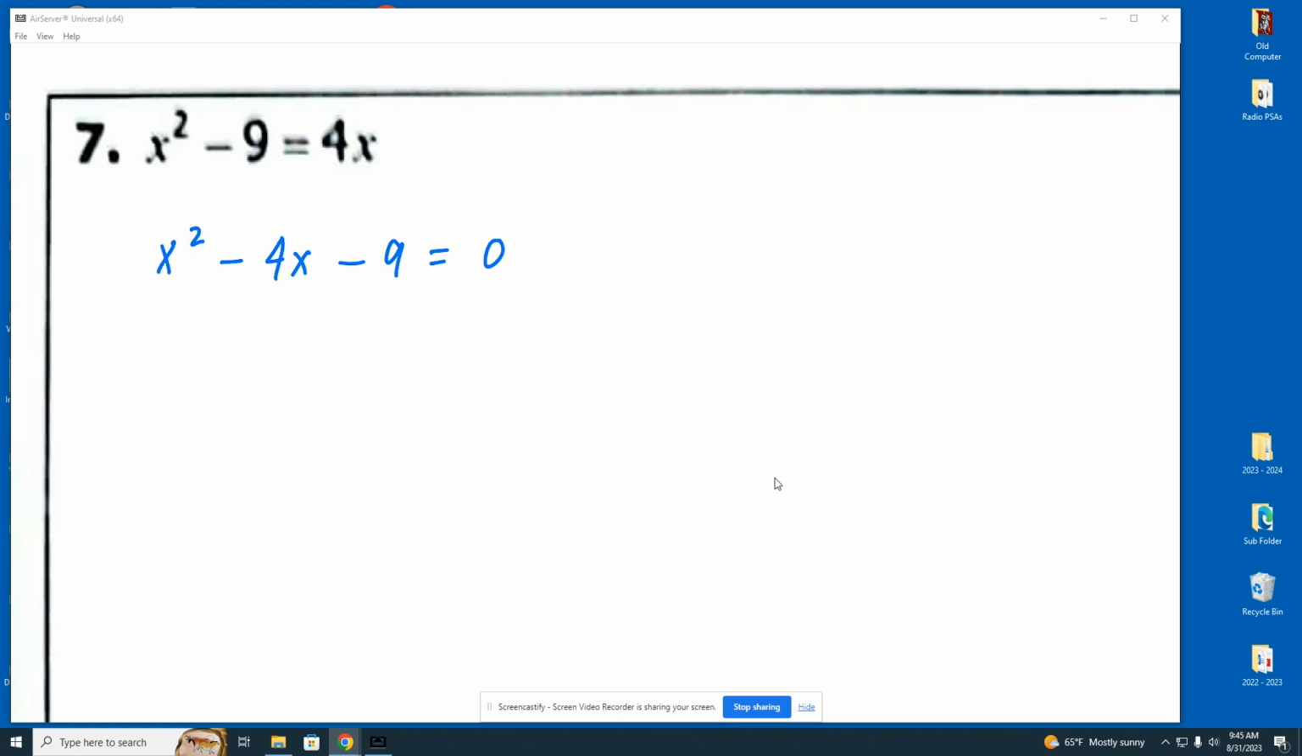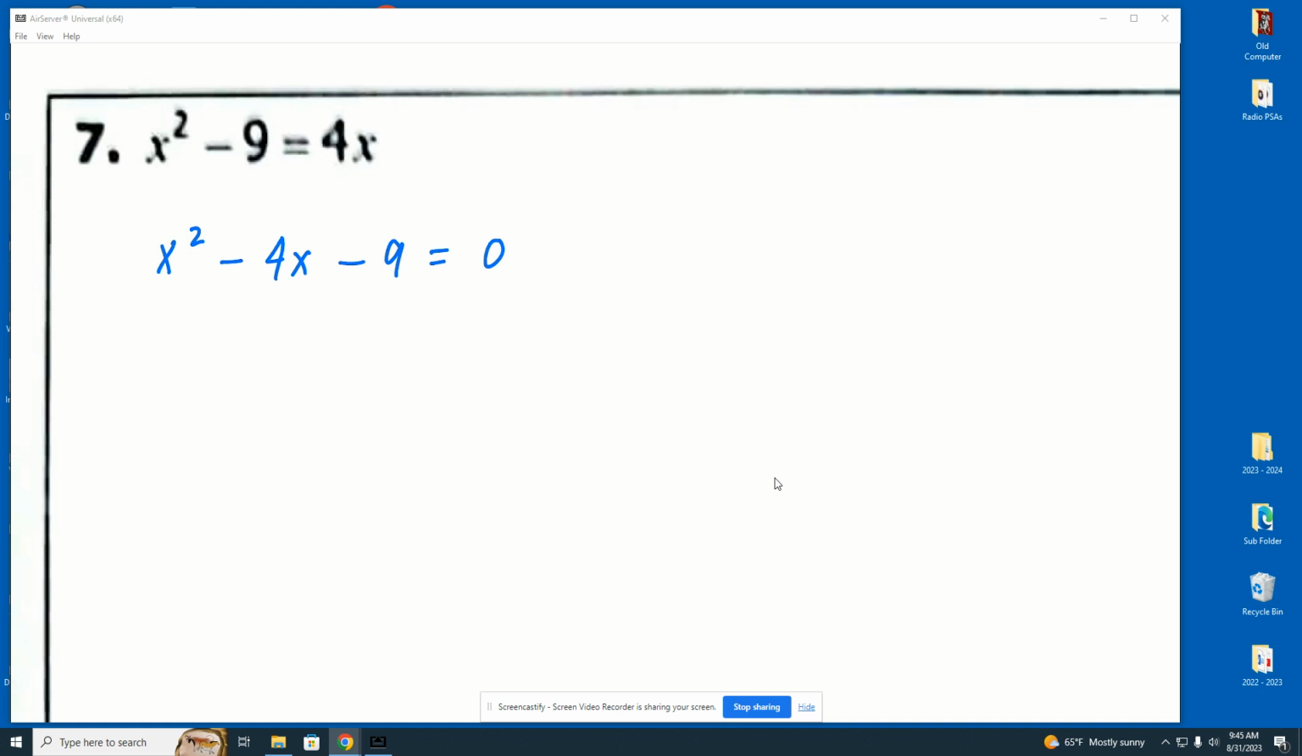Now listen, here is the first one of all these examples that we did that if I tried to factor this, guess what? It wouldn't. I can't find 2 numbers that multiply to get 9 and have a difference of 4. It's not possible. So I can't factor it. So this is where quadratic formula comes in handy.